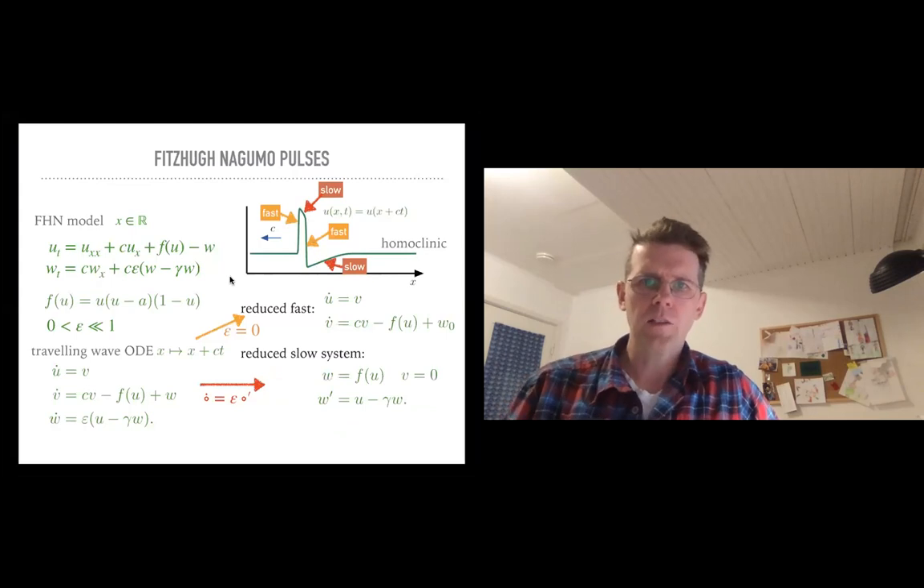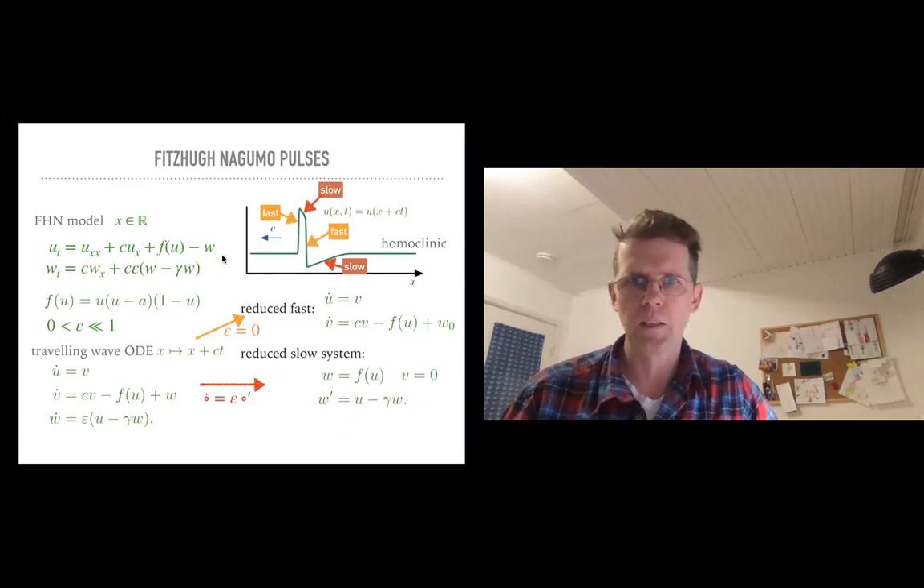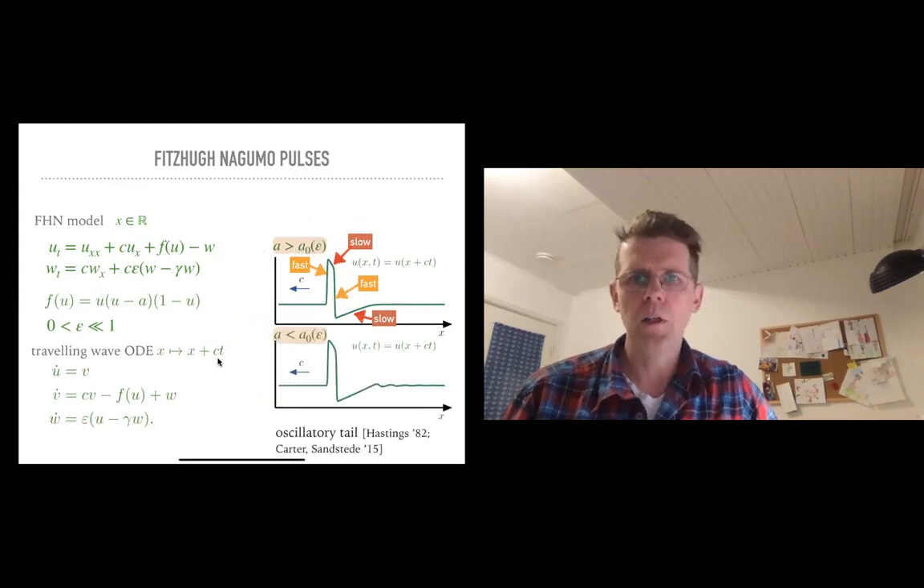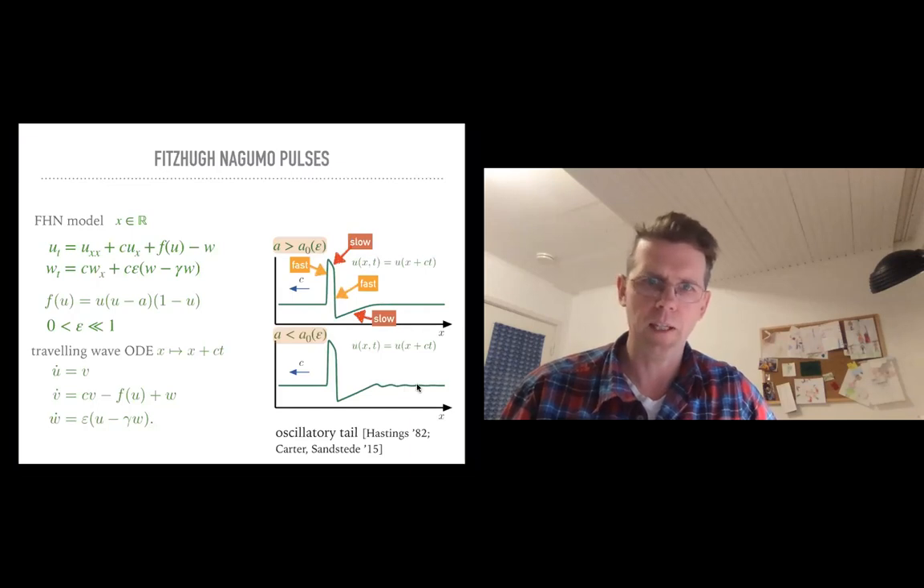That's just to set the scene with the slow-fast bits, which are going to play a role later on. But as I already said, I'm actually not going to look in this classical parameter regime, which occurs when A is sufficiently large. There's a certain threshold value, A0 of delta. When A is less than that value, one actually obtains oscillatory tails. This is the regime in which I'm looking now.